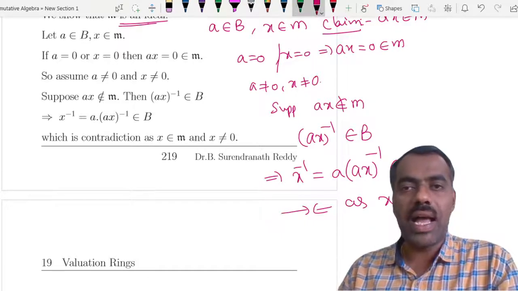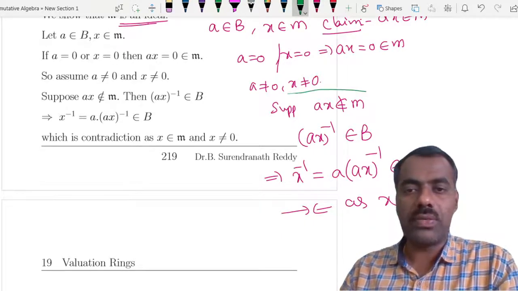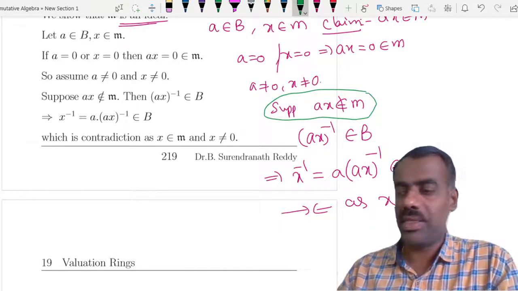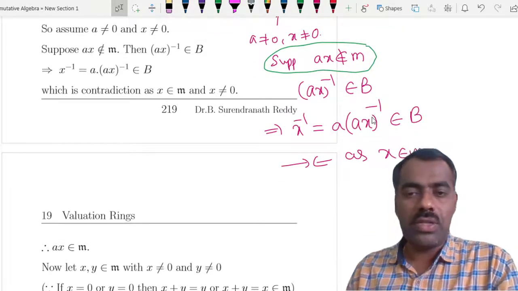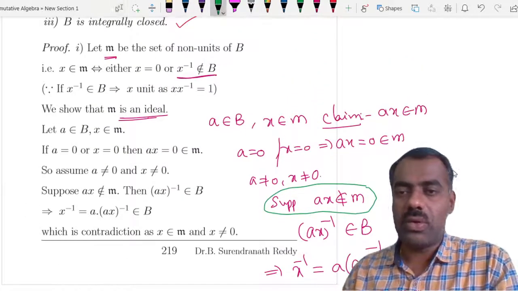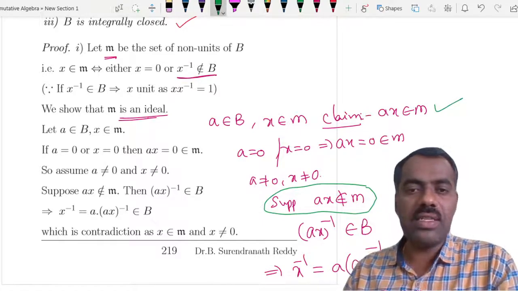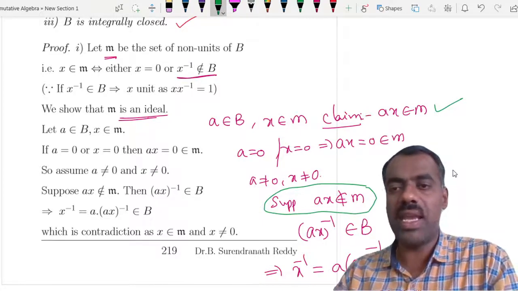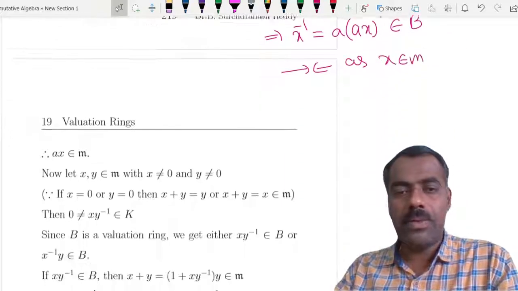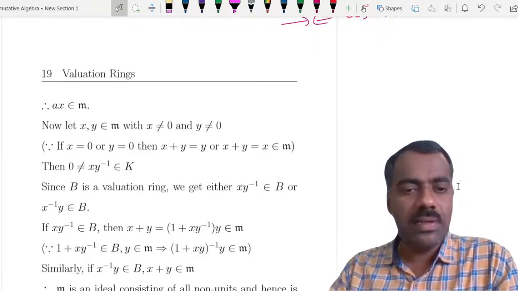That contradiction arose because of this one. We have assumed that Ax is not in M, so this cannot be true. So our claim is proved: whenever A is in B and X is in M, then Ax is in M. Now we prove the other property for an ideal.